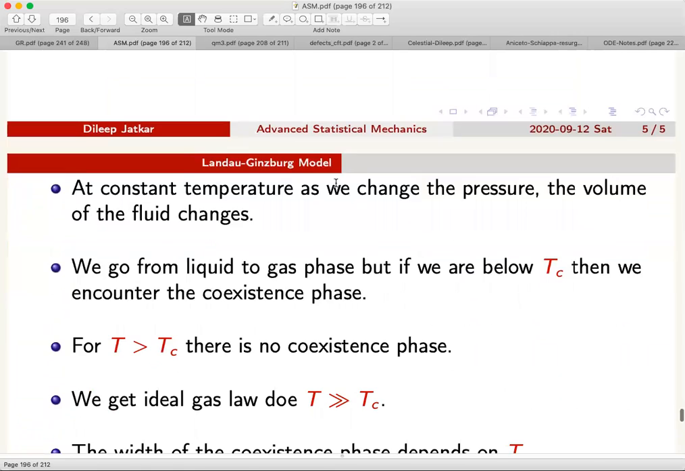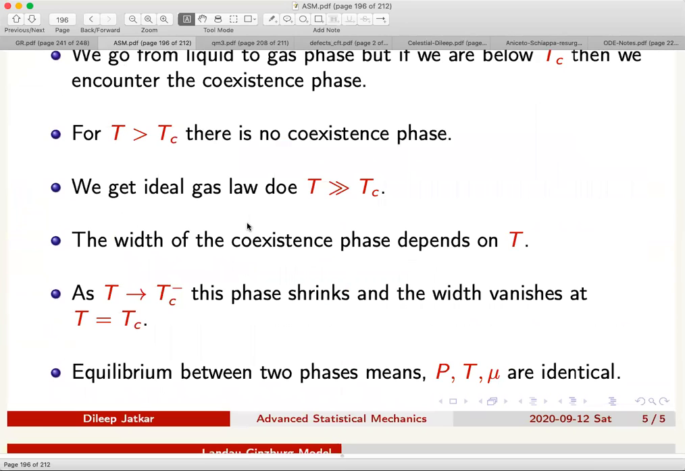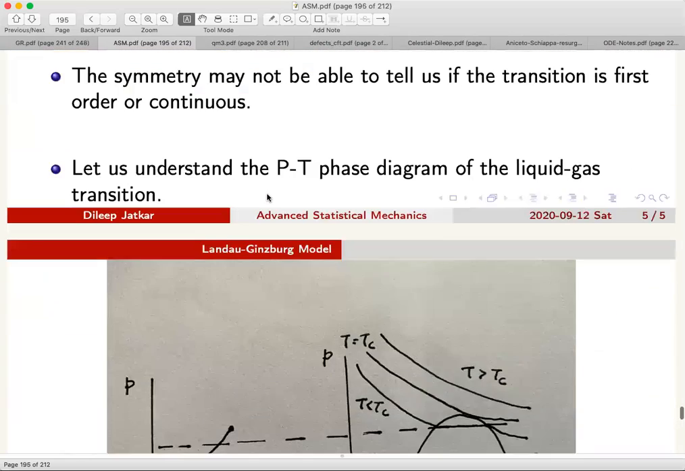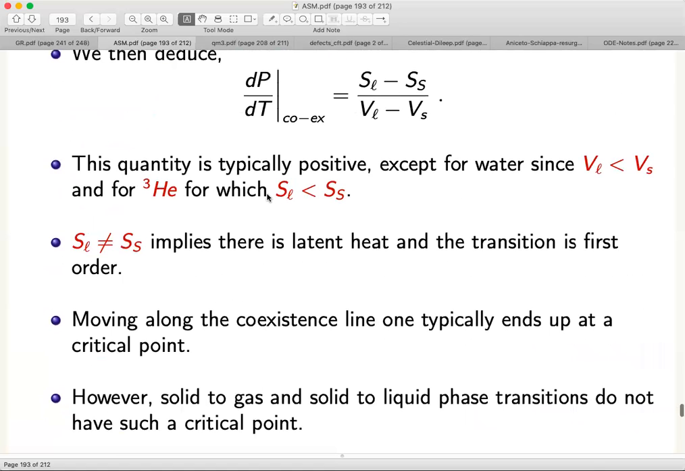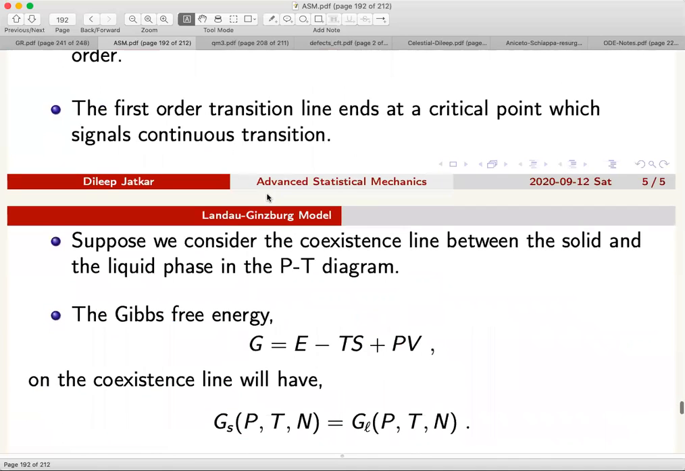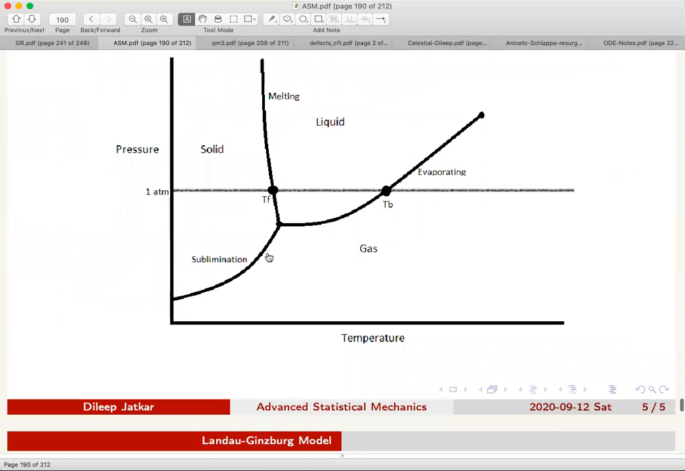Okay. So maybe I can skip this part. We had already done this discussion. But the main point that led to understanding of these phase diagrams, the one which I had drawn earlier, not this one but the one earlier, was completely based on Landau's observation that one should worry about how the symmetry structure of these systems differs across these lines.